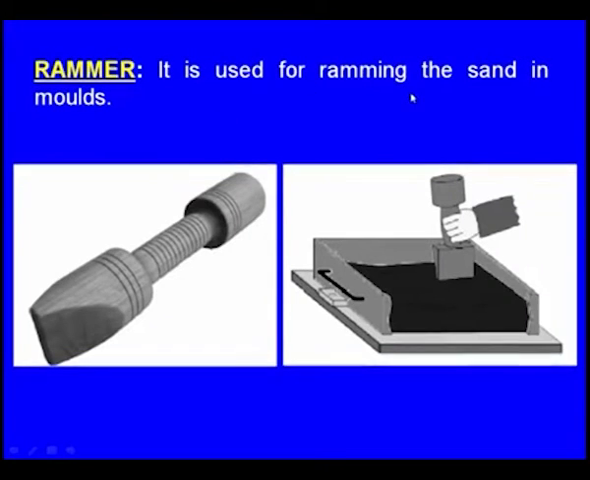Next one, rammer. It is used for ramming the sand in the molds. Ramming means tightly compacting. Its shape is like this, and this is the molding box and the pattern is inside. Above the pattern we have kept the molding sand and it is to be rammed everywhere. This is known as the sand rammer or rammer.